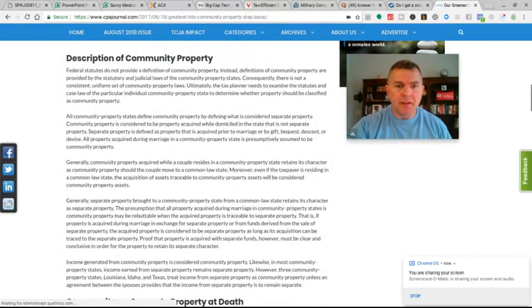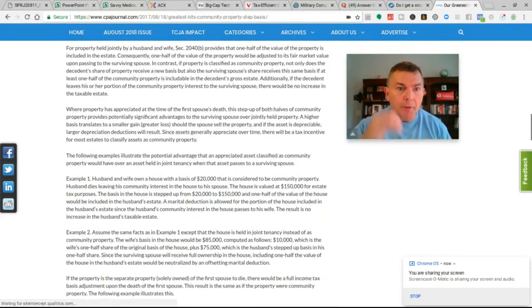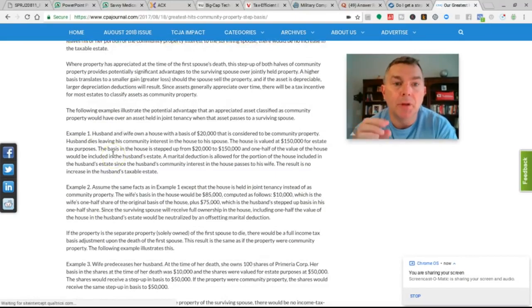I think they did. They give us an example here, but let's see. I thought they'd give us, right here. Okay, example. The following example illustrates the potential advantage that appreciated asset classified as community property would have over an asset held in a joint tenancy in a non-community property state. All right, a common law.